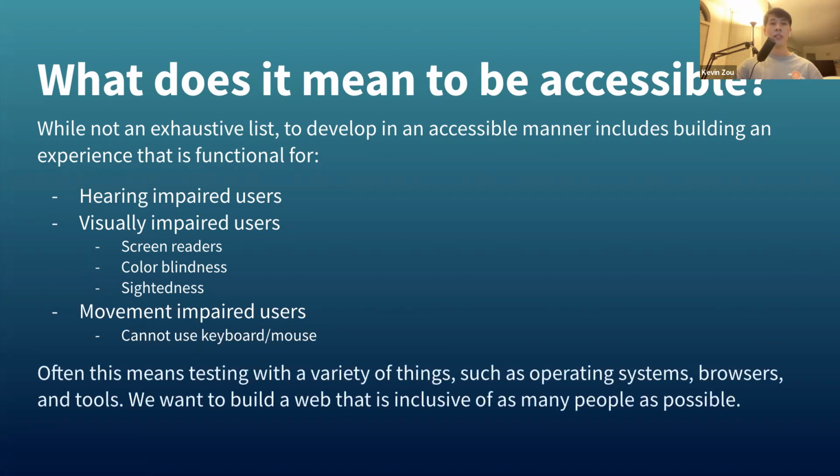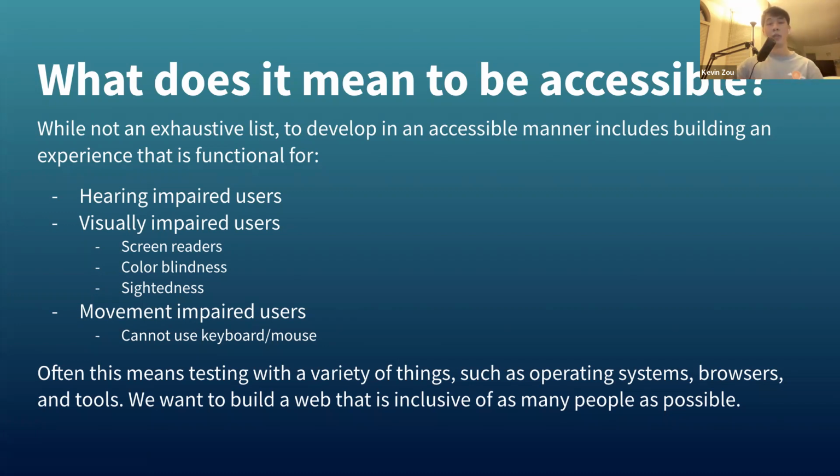So with so many different situations, everyone's situation is a little bit different. So we can only test so much, but often when it comes to testing accessibility, it involves a variety of things. So we have operating systems, like the screen readers on Windows, and the ones available there are different from the one on Mac OS, for example, VoiceOver.